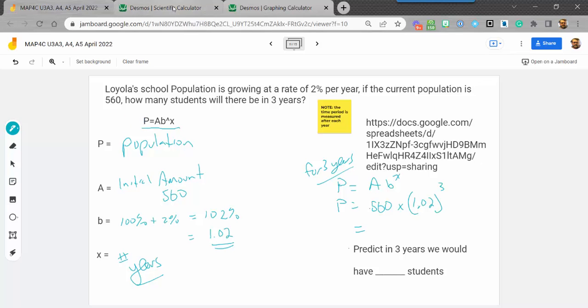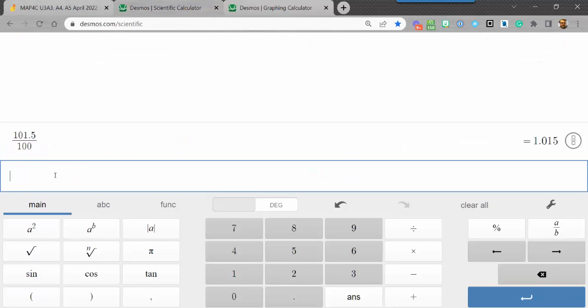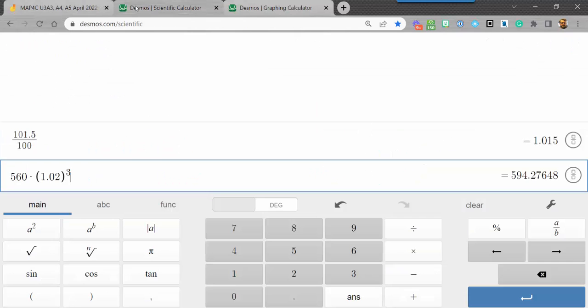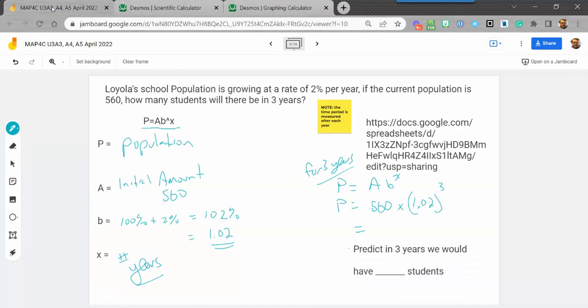So let's try that in our calculator. 560 times, I'm going to use brackets here just to be sure, 1.02, close the brackets, to the power of, so let's shift 6, get that hat symbol, of 3 for 3 years, 594.27. I'm not going to have 0.27 of a student, so I'm just going to go ahead and round it to 594.